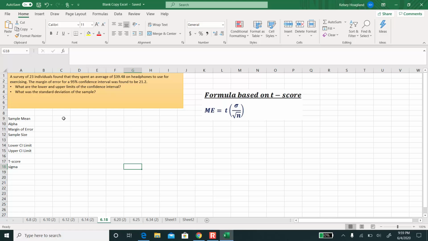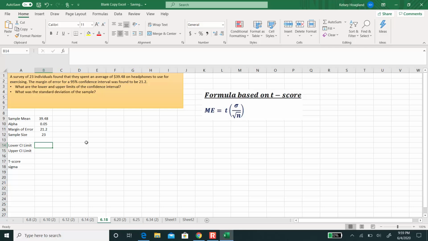So we'll start with what we already know, which is the sample mean is 39.48. And our alpha, we calculate alpha by using the percentage of the confidence interval and subtracting that from 100%. So 100% minus 95% is 5%, and as a decimal, it's 0.05. Now we'll go to the margin of error, which we are given is 21.2. And the sample size is 23.